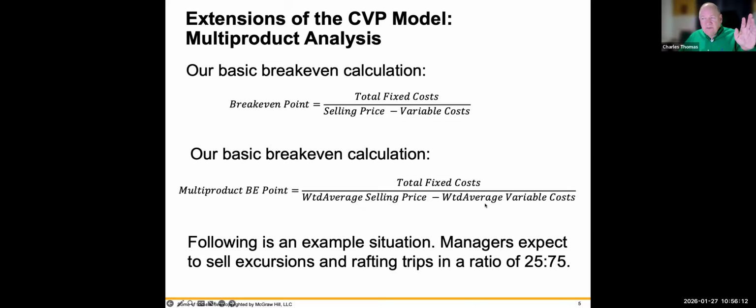We're going to do the same thing with the variable cost, because what we're doing in this denominator is computing a weighted average contribution margin. It's weighted based on the proportionate sales of the different products. So weighted average selling price minus weighted average variable cost. Take that, do the calculation, and run it into this formula. It's the same formula that you've seen before, it's just that I'm working with the weighted averages. And what I'm generally assuming when I do that is that those weighted averages don't shift over time.